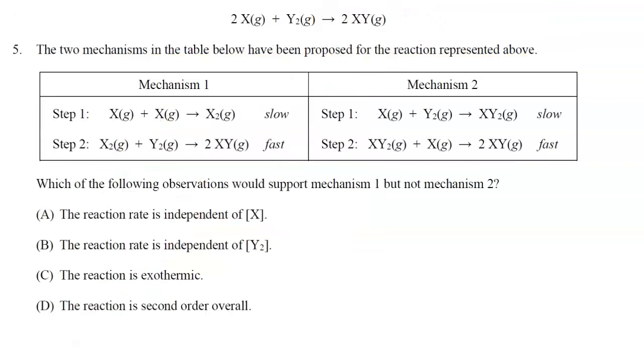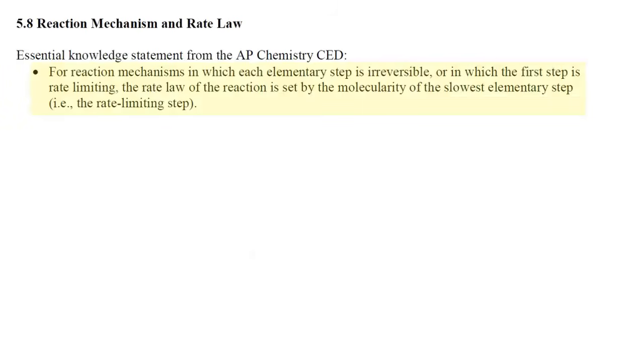Now let's take a look at question 5. Question 5 says the two mechanisms in the table below have been proposed for the reaction represented above. Which of the following observations would support mechanism 1 but not mechanism 2? This question relates to topic 5.8, reaction mechanism and rate law.